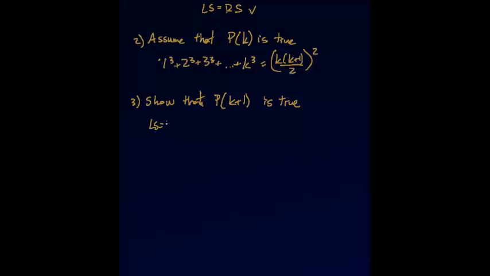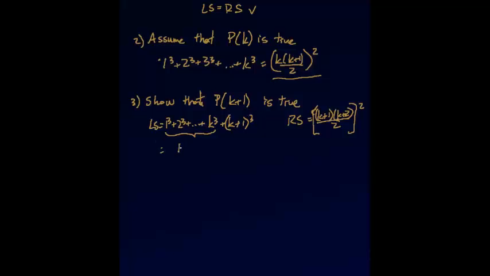So left side is equal to 1 cubed plus 2 cubed all the way to k cubed. The algebra might be a bit ugly. Right side is equal to (k plus 1) times (k plus 2) over 2, all squared. So left side, hey look, this is equal to (k times (k plus 1) divided by 2) squared. So let's use that. Recall that we must always use our assumed P(k) case inside the P(k plus 1) case.